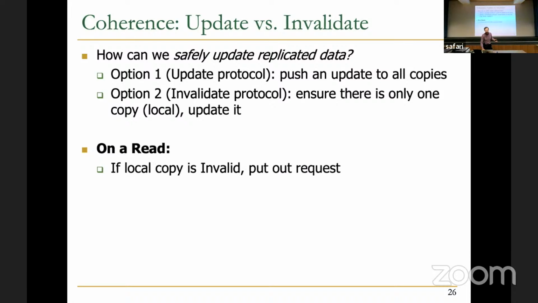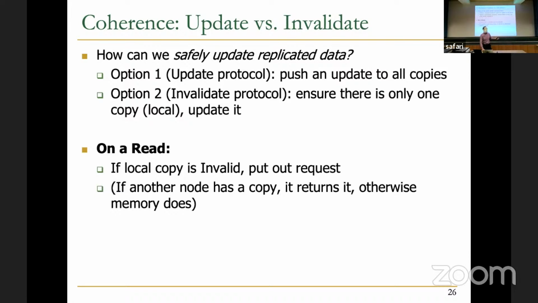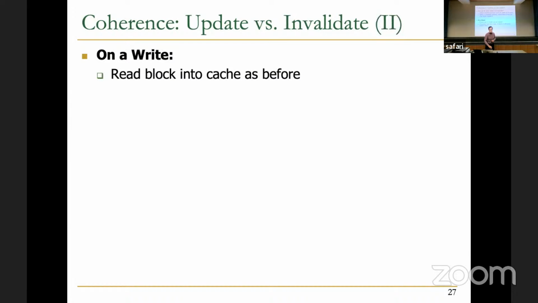So let's take a look at it. On a read, if a local copy is invalid, you put out a request. If another node has a copy, it returns the data value. Otherwise, the memory does, clearly. Another node, in this case, another cache, right? On a write, you read the block into the cache, just as before.